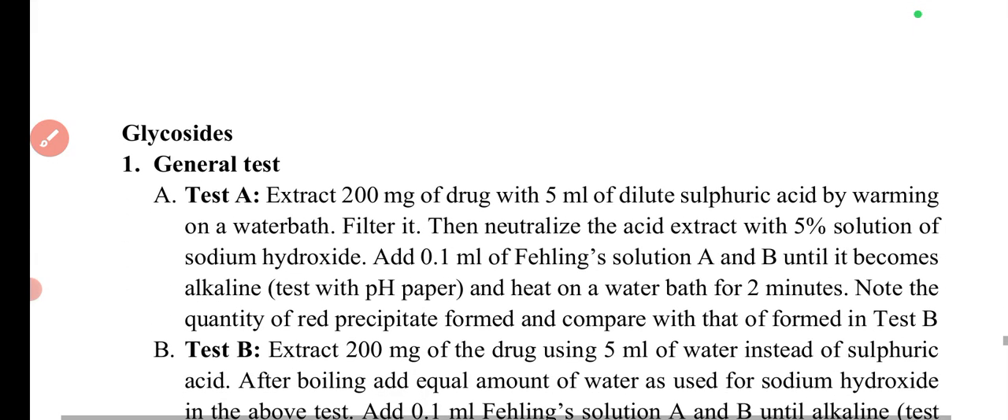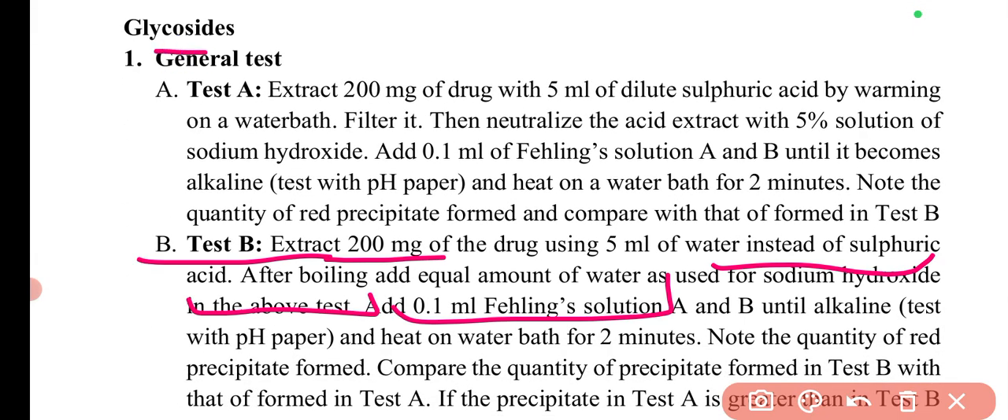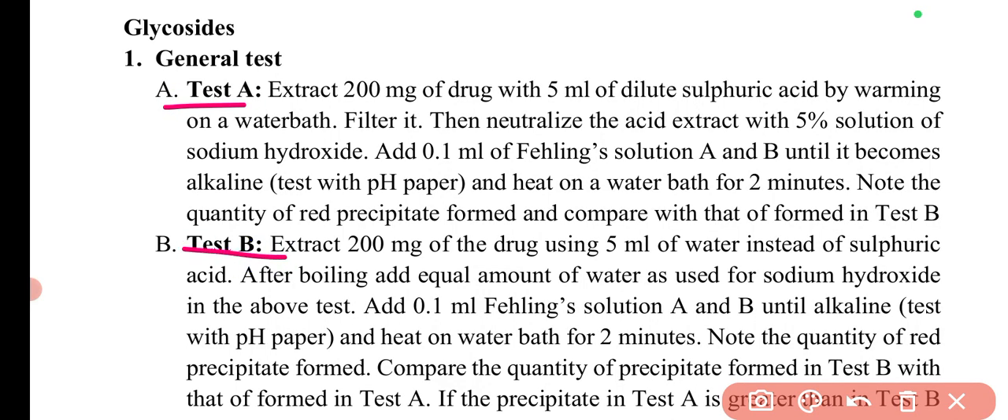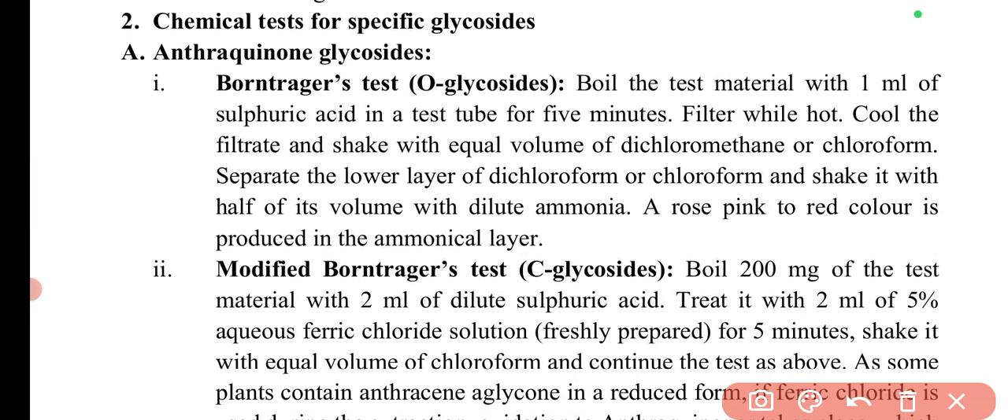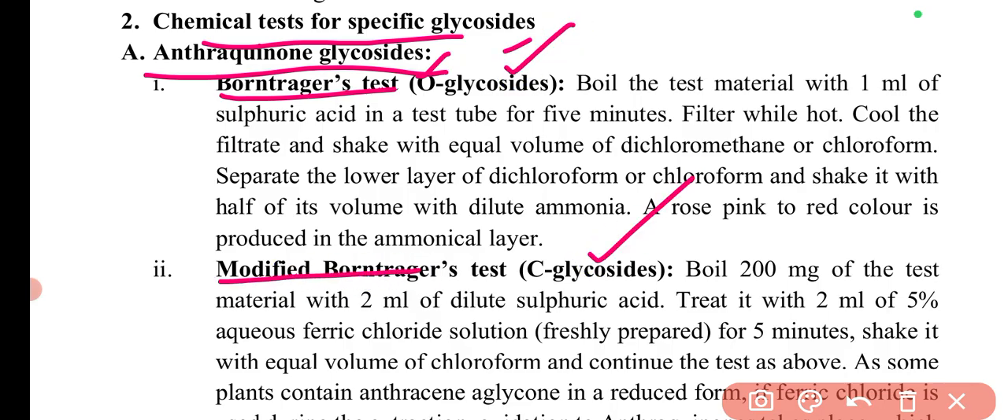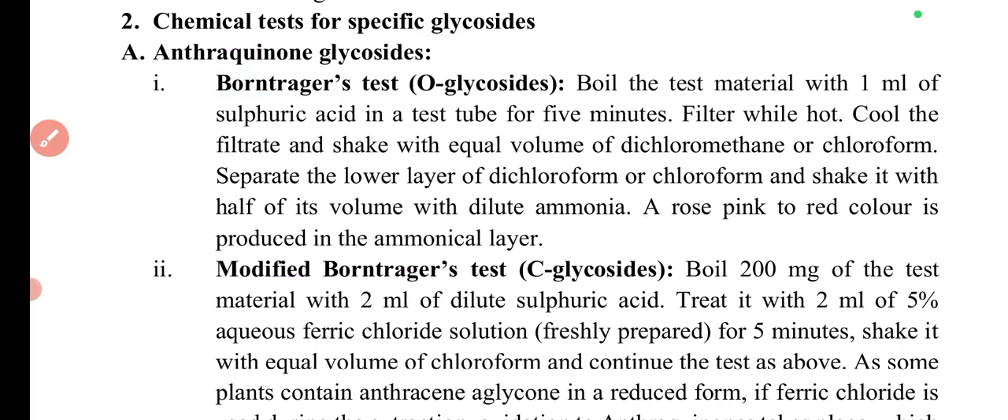Then there are several general tests for glycosides, test A and test B. These you can remember. Mostly the specific tests will be asked in the examinations. So first is for a specific glycoside, that is the anthraquinone glycosides. Here the Borntrager test is for O-glycosides, and the modified Borntrager test is for C-glycosides. This we have discussed in the first question.